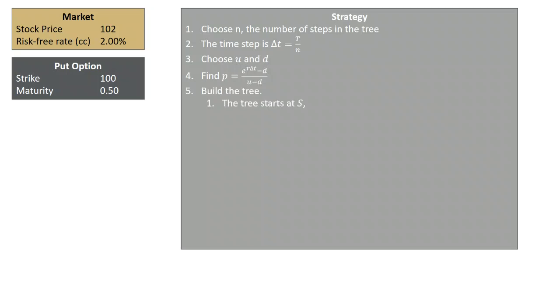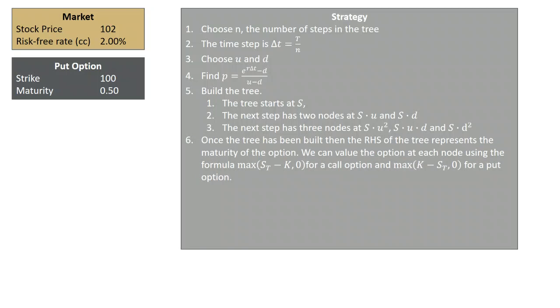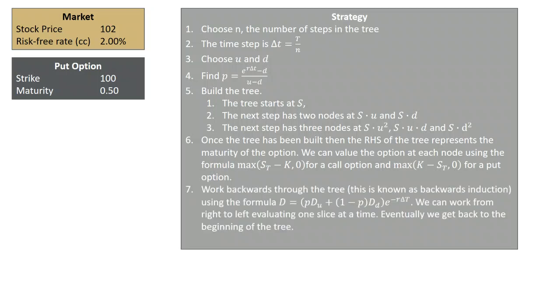The first node in the tree starts at the stock price. The next slice has two nodes, one at S times U and one at S times D. The next has three nodes, S times U squared, S times U times D, and S times D squared, and so on. Once the tree has been built, the right-hand side of the tree represents the maturity of the option. We can value the option at each node because we know the stock price, and we can use the formula maximum of ST minus K and 0 for a call option, and maximum of K minus ST and 0 for a put option. We now work backwards through the tree from right to left.